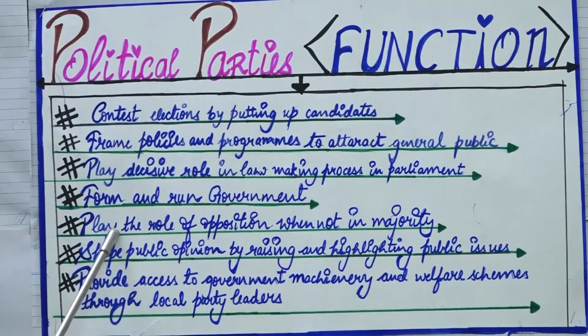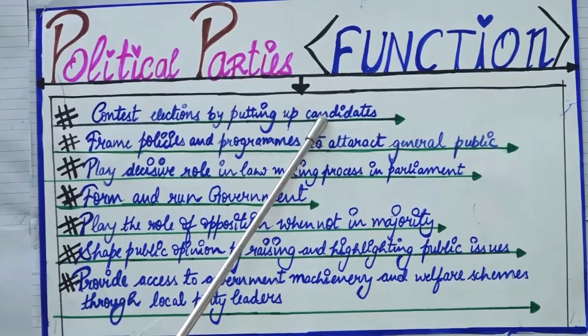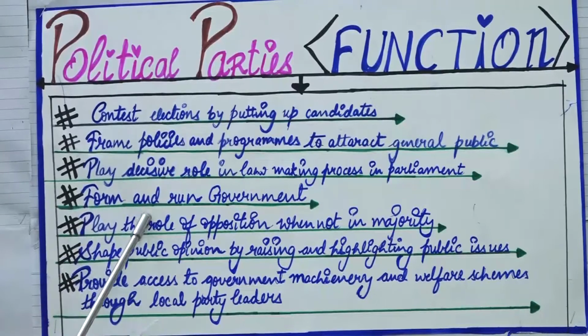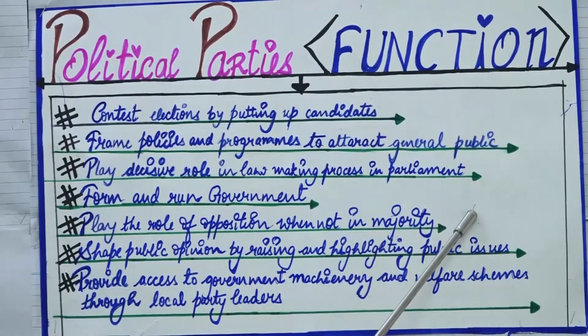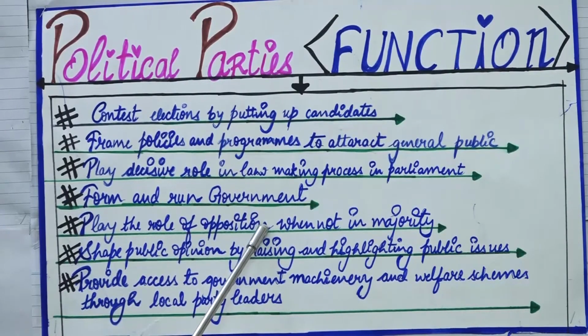The fifth function of the political party is to play the role of opposition when not in majority. As we have seen, the parties contest election, and if they win, they form and run the government. In case they are not able to win the election, then they certainly play the role of opposition when they are not in majority.